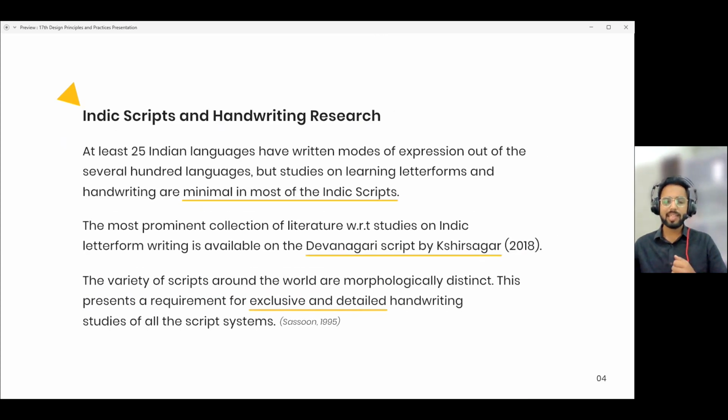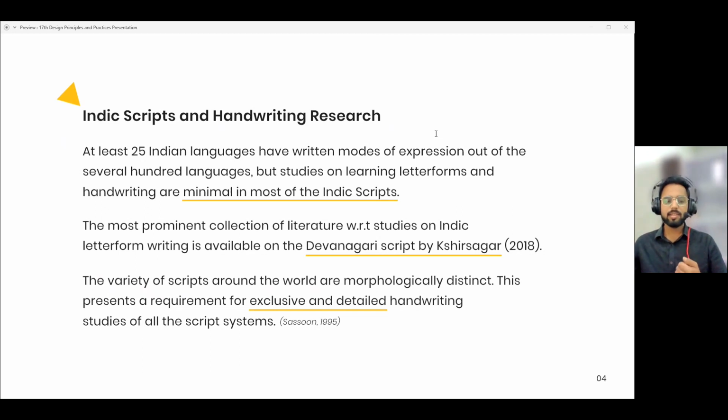However, when we look at Indic scripts, or basically the scripts which mostly originated from India, there are more than 25 types of distinct scripts available in India, but the research on the learning of letter forms and handwriting is very minimal in the case of Indic scripts. The most prominent collection of literature in this regard is available on the Devanagari script by Shir Sagar. Devanagari script is the script that is used for Hindi language.